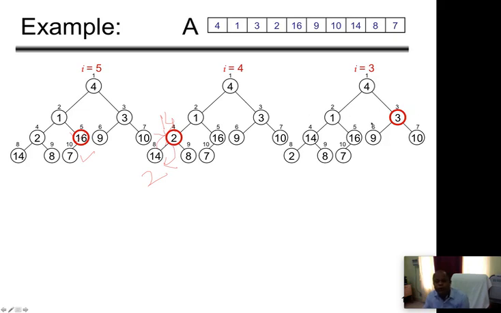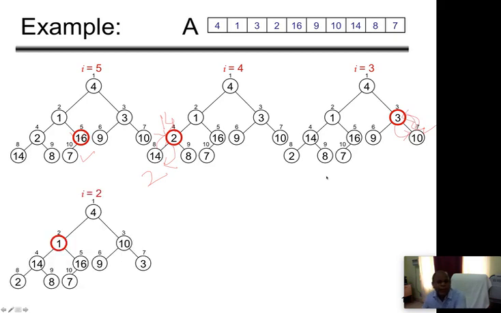i is equal to 3 means you have to max heapify. Max heapify means out of these, which one is the bigger? 10 is bigger. Then 10 will go here and 3 will go here. Then i will be 2. i will be 2 means you have to heapify the index 2 element.